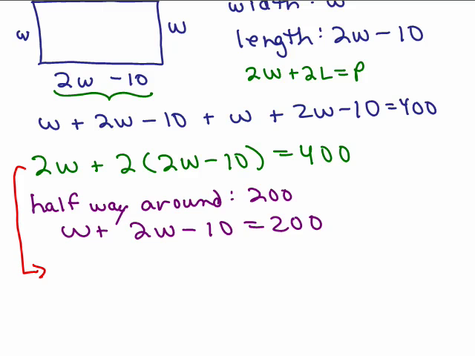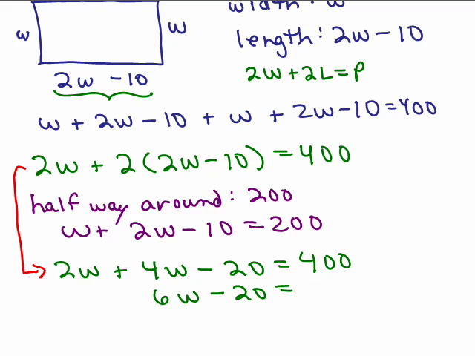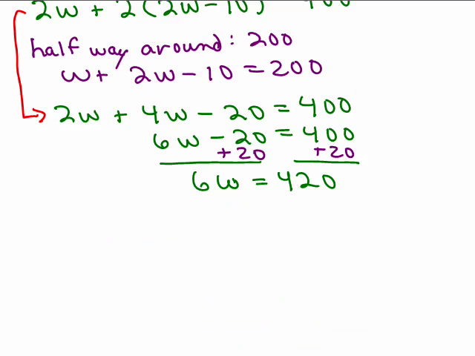So I'm going to do my multiplication here and distribute. I have 2W plus 4W minus 20 equals 400. So 6W minus 20 is 400. I'm going to have to add 20 to both sides. So 6W equals 420. Divide by 6. W equals 70. All right.